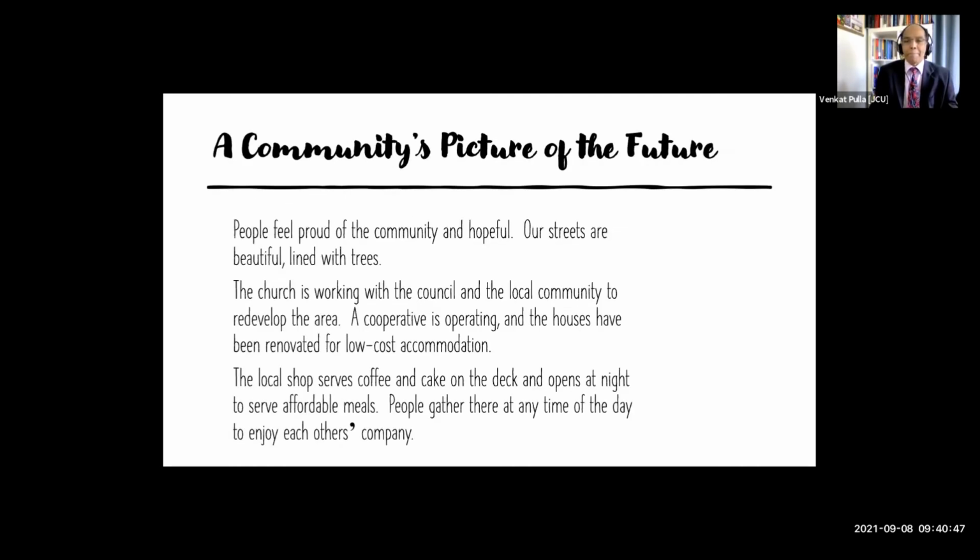So let's go to the picture. The picture is, wow, people want to feel proud of the community and hopeful. They want our streets to be beautifully lined with trees. They want to see the church is working with the council and the local community to redevelop the area. They want to see a cooperative is operating and the houses have been renovated for low-cost accommodation. They want to see that the local shop serves coffee and cake on the deck and opens at night even to serve affordable meals. Beautiful idea. People gather there at any time of the day to enjoy each other's company.